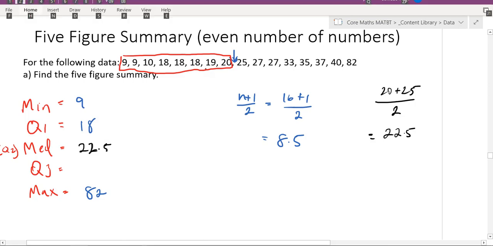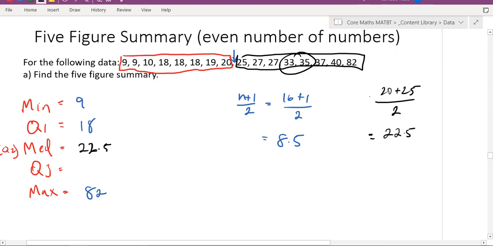And then for my upper quartile, upper half, over here, similar thing. Middle number will be between 33 and 35. So you're going to do this again. So add them together. So 33 plus 35, and then you divide it by 2. And that should be 34.